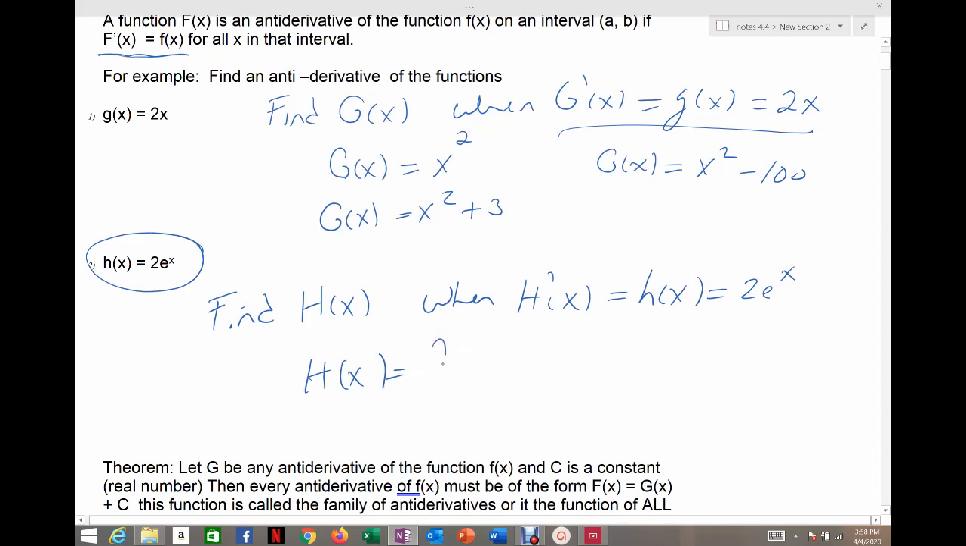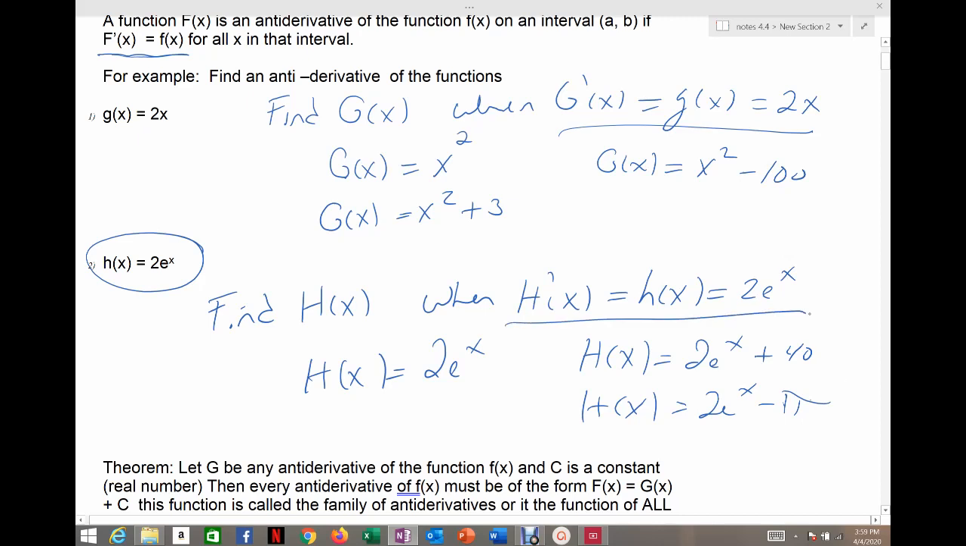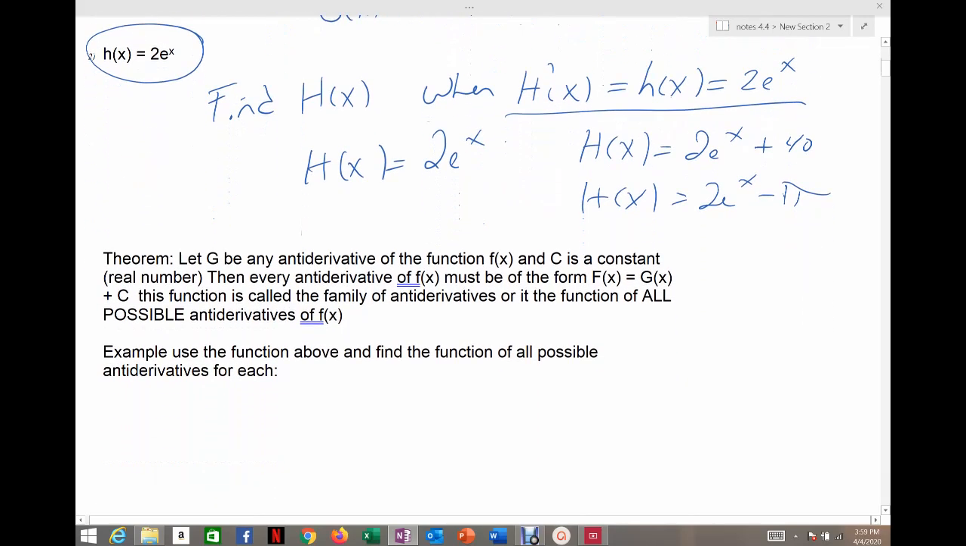That's not the only one that has that. I can tack on any constant I want. If I have 2e to the x plus 40, that's also an antiderivative of that expression. Or 2e to the x minus pi, also an antiderivative. And so there are infinitely many outcomes that I can find. And so that leads me to the next theorem that we're going to look at for antiderivatives.